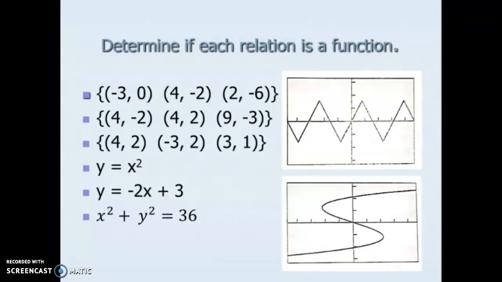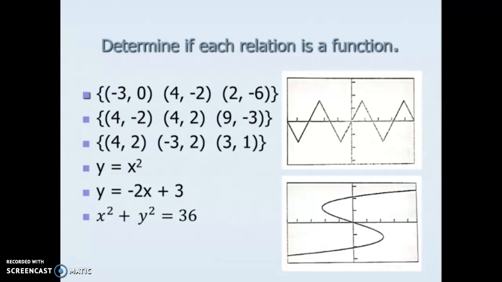So I have some examples here. I want you to pause this, take a minute, and try to determine if each of these is a function. Okay, as a quick verbal check, if you have not yet paused, hit pause so that you don't miss this. Try it and come back.